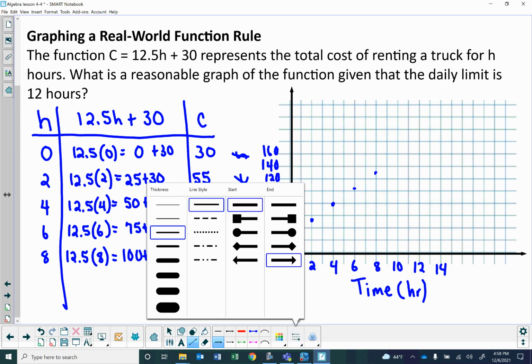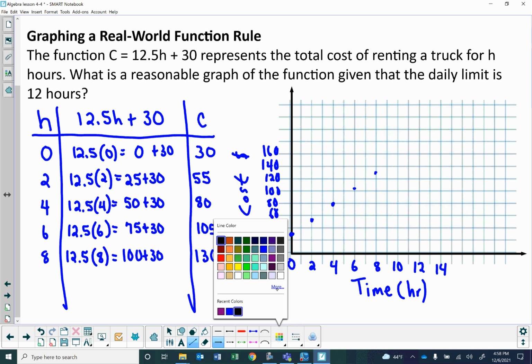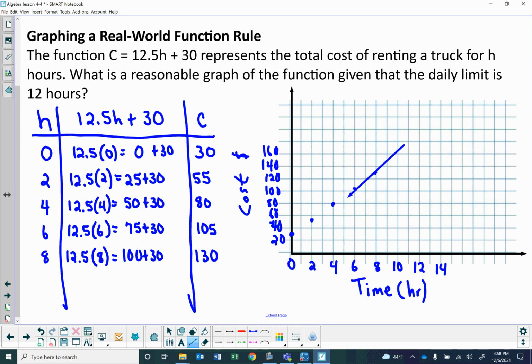Okay, this is still what I would consider to be a continuous graph, because the values between them are still going to cost me money. If I rent it for 5.5 hours, it's still going to cost me money. It's still going to cost me money if I rent this truck for 5.5 hours versus 5 hours. The half-hour increments do count. Even the quarter-hour increments probably count.